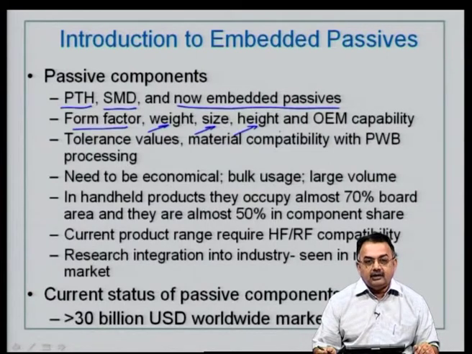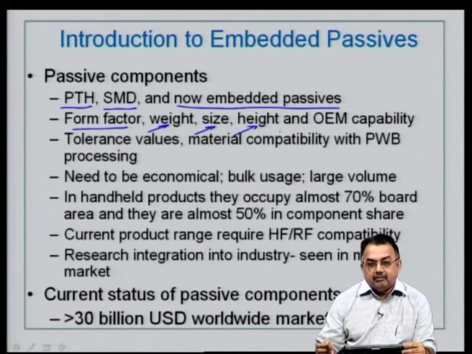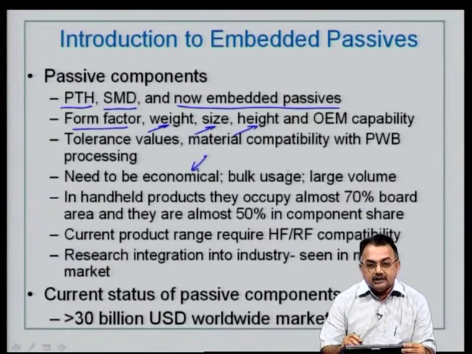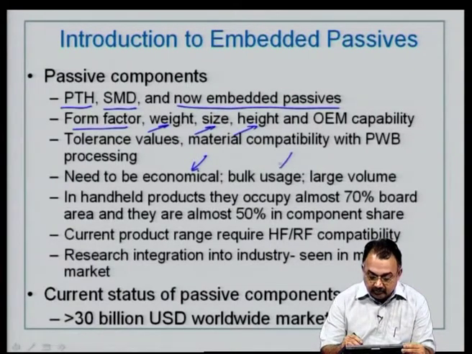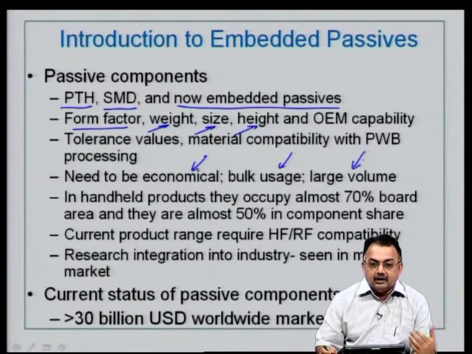Now, as far as the passive components in general are concerned, we are going to use bulk volumes in large scale manufacturing. Therefore, it needs to be very economical, because we are going to talk about new products, new systems that will use a large number of passive components. Therefore, it has to be economical, cheaper, cost effective, so that the manufacturer of systems or products can consider using that particular passive device in large volumes.